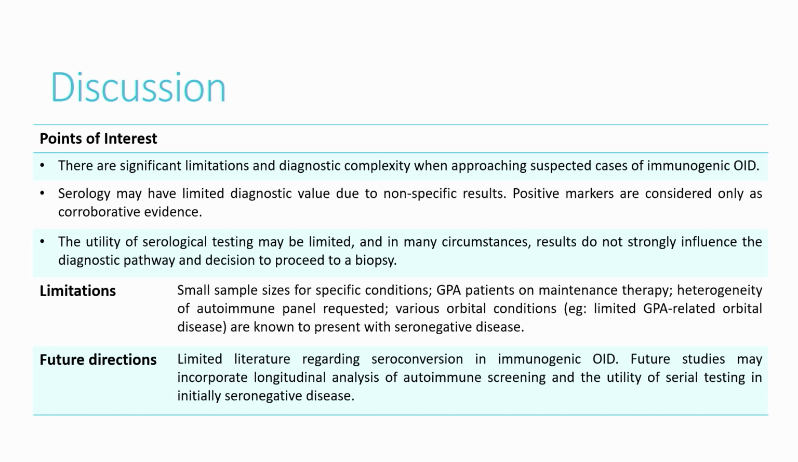However, there are some study limitations, and these include the small sample sizes that were represented by each specific condition. Secondly, the GPA patients were on maintenance therapy, which is known to reduce or cause negative ANCA titers. And finally, although the heterogeneity of the autoimmune markers tested at presentation and at subsequent follow-up reflects the clinical pretest probability of a specific diagnosis, various orbital conditions, such as limited GPA-related orbital disease, are known to present with seronegative disease. Seroconversion of autoimmune markers in patients with orbital disease remains to be explored, and longitudinal analysis may help to investigate the utility of serotesting in initially seronegative disease.